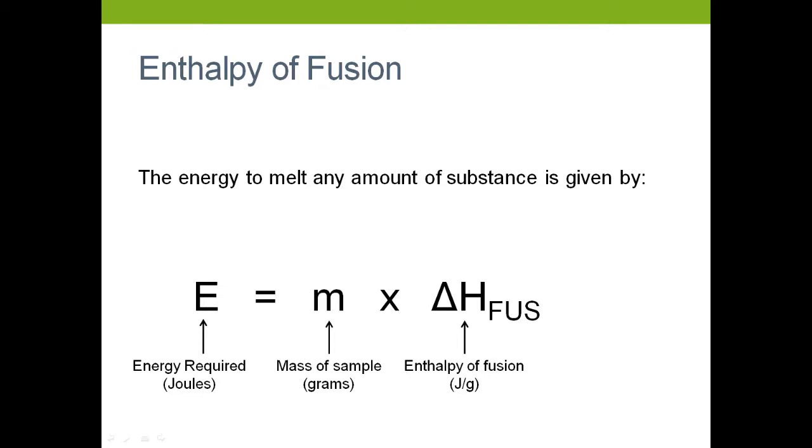We have an equation that relates the energy required to melt a given substance, which is just the mass of the sample times the enthalpy of fusion. E equals m delta H fuse.